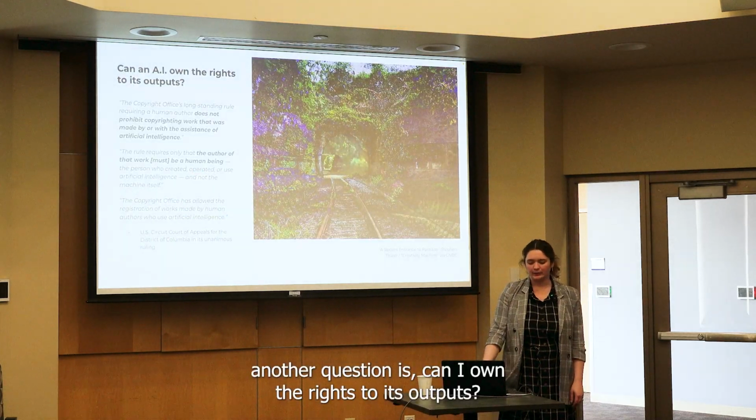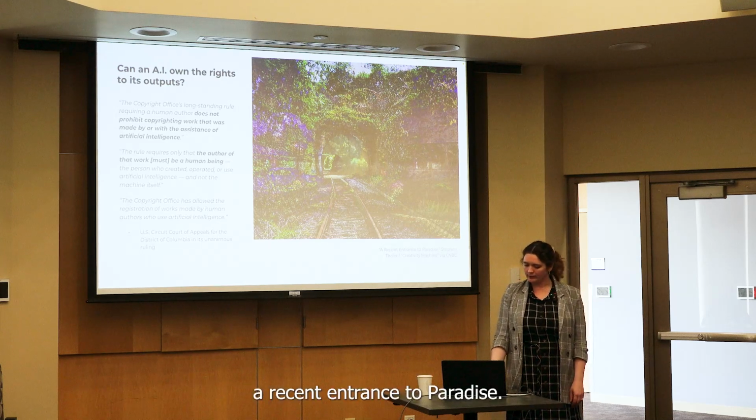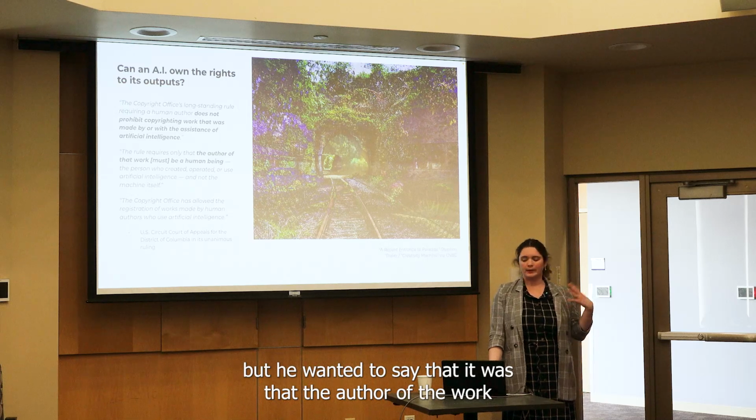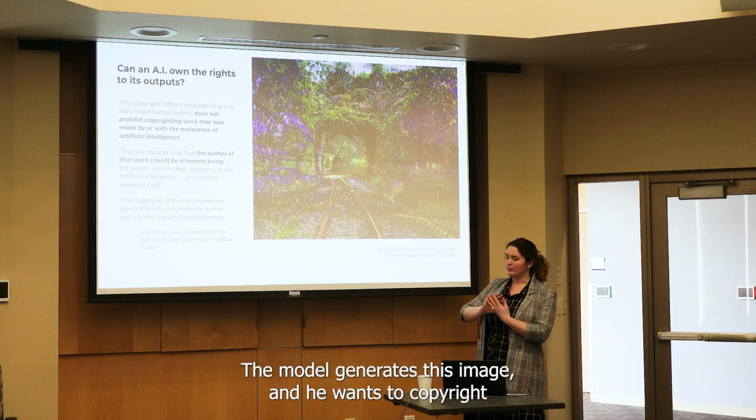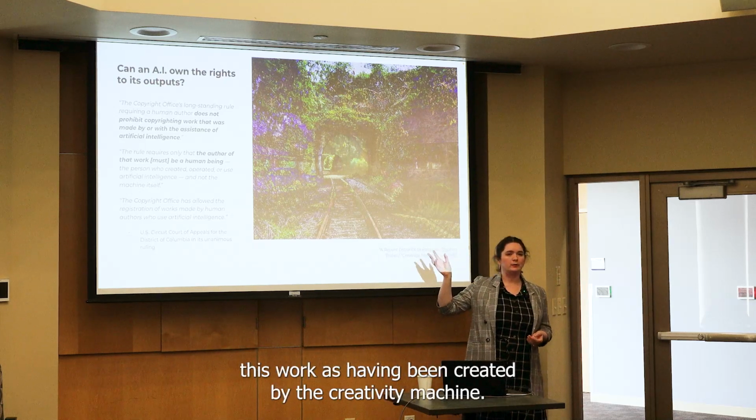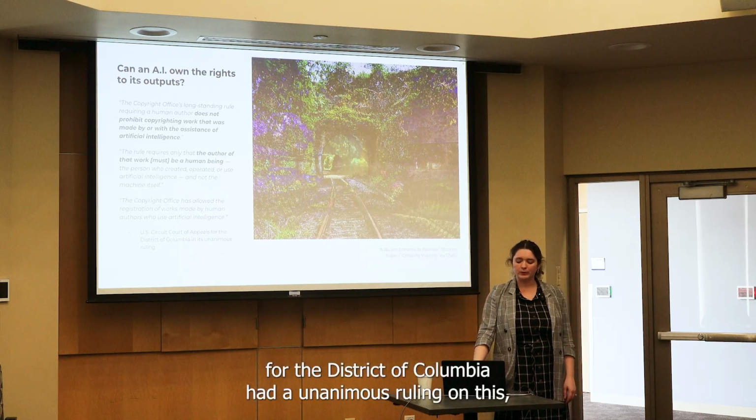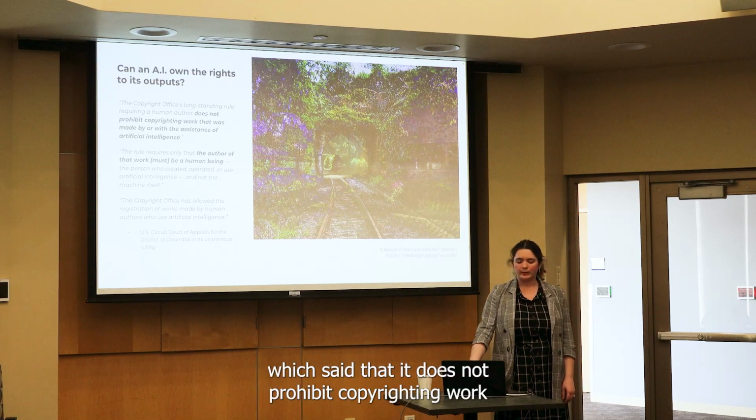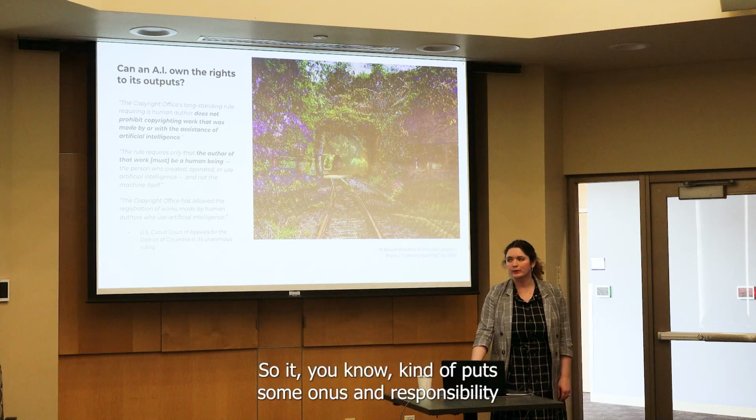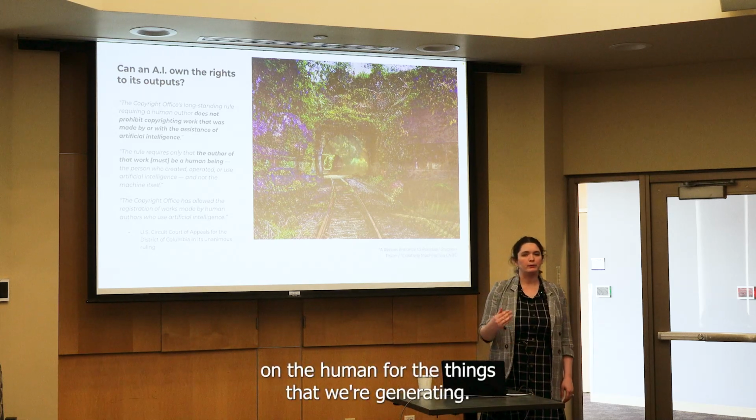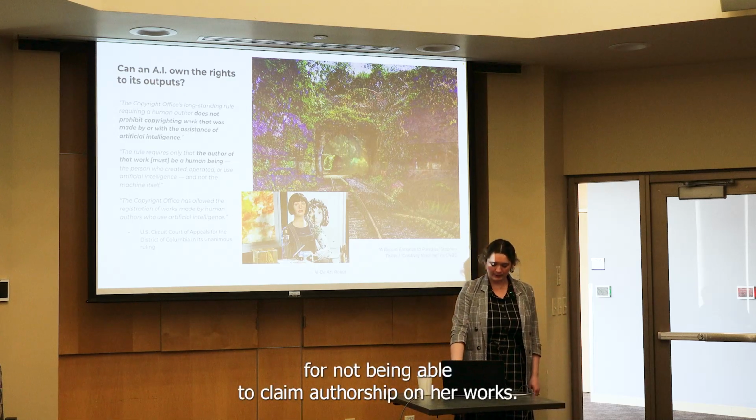Another question is, can AI own the rights to its outputs? So this image was submitted by a person named Stephen Thaler, a recent entrance to Paradise. But he wanted to say that the author of the work was the creativity machine. So he had built what he calls the creativity machine. The model generates this image, and he wants to copyright this work as having been created by the creativity machine. The US Circuit Court of Appeals for the District of Columbia had a unanimous ruling on this, which said that it doesn't prohibit copyrighting work that was made by or with the assistance of AI, but it requires that the author of that work must be a human being. So it kind of puts some onus and responsibility on the human for the things that we're generating. So very sorry to Ada, the art robot, for not being able to claim authorship on her works.